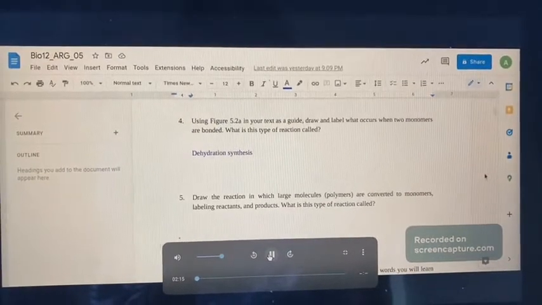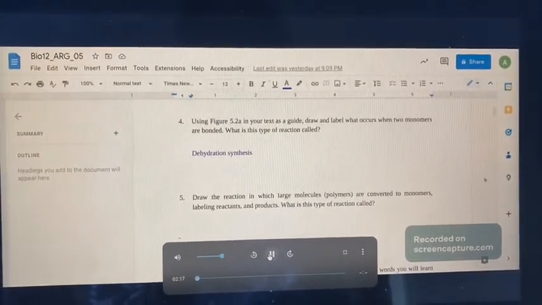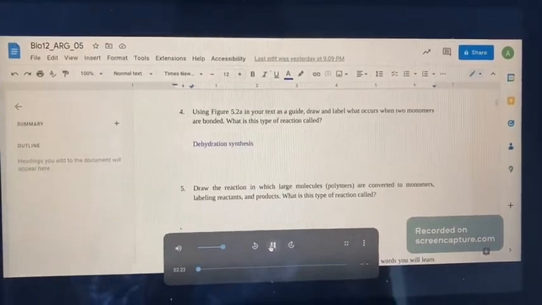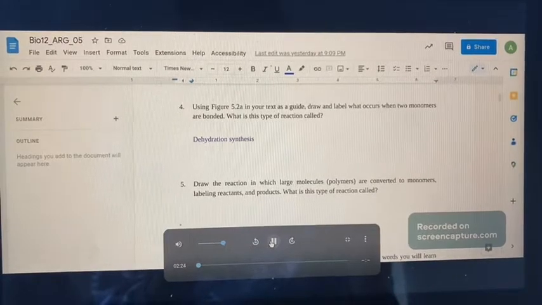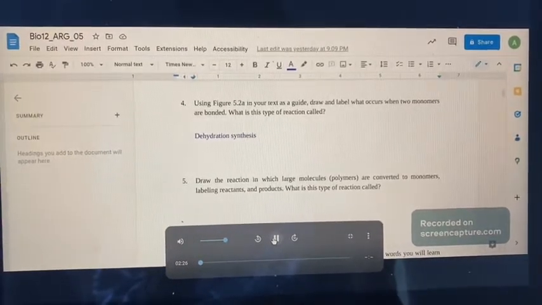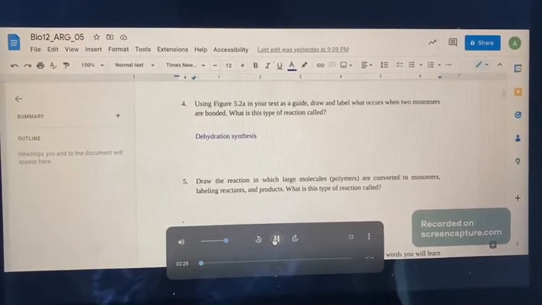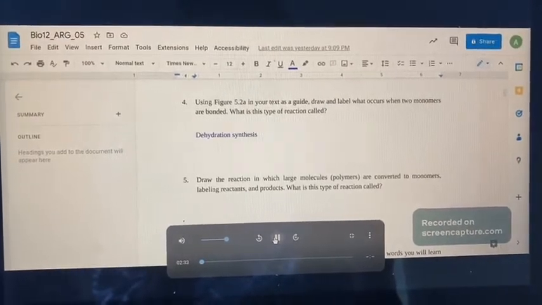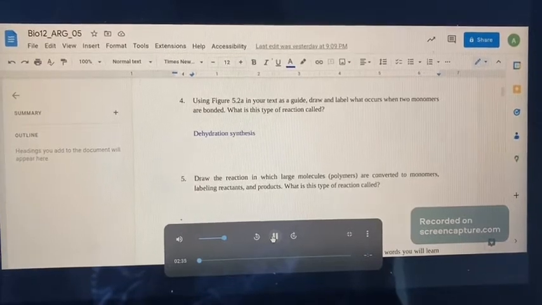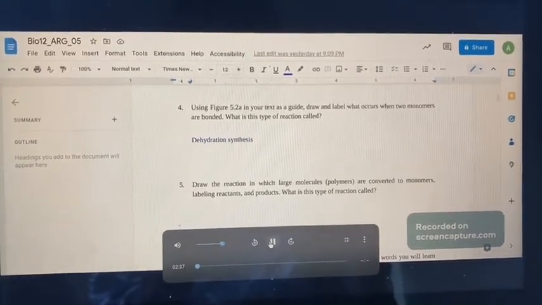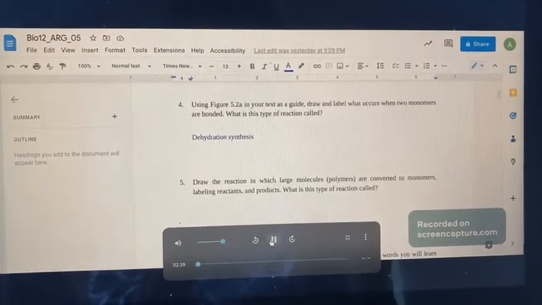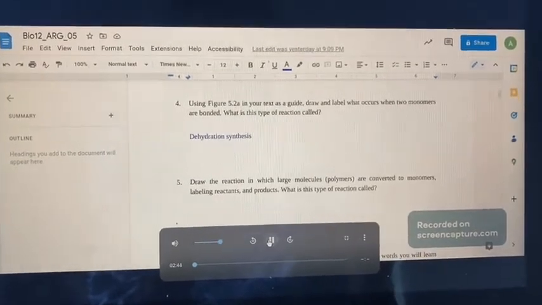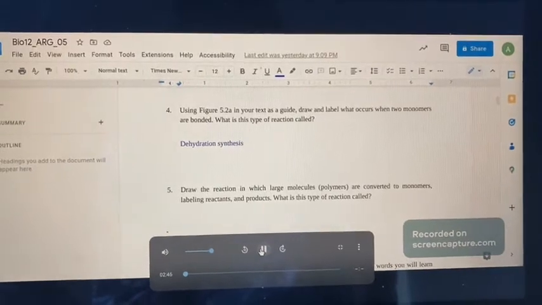Okay. So question number 4. When 2 monomers are bonded, what type of reaction is this called? This is called dehydration synthesis. Dehydration synthesis is the process of 2 or multiple monomers coming together, and when they come together, they release water in the process. In the examples where they show dehydration synthesis, at the ends of the monomers that are coming together, one side has a hydrogen and the other side has a hydroxide. They come together to form H2O. H2O is water, and that is released after the process.